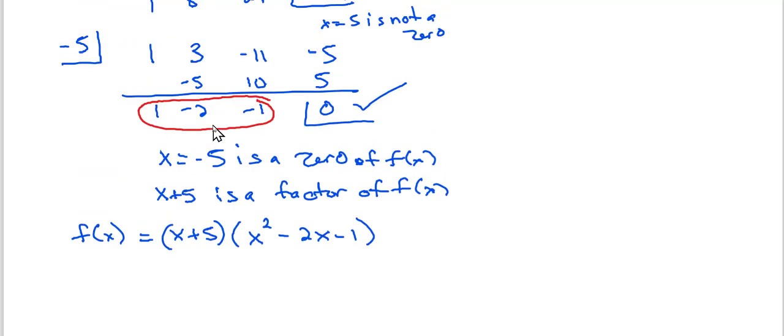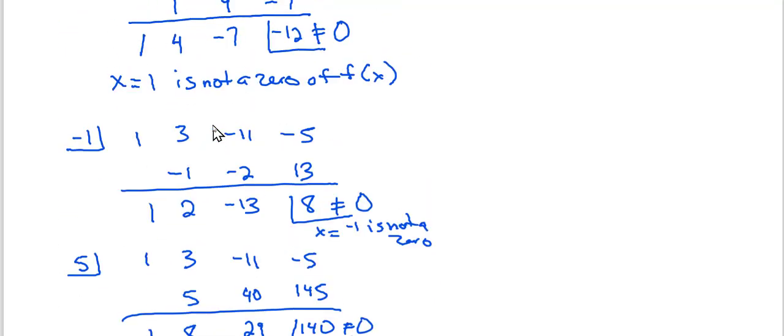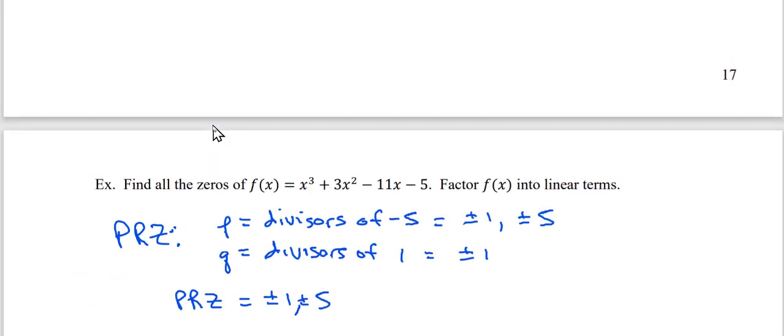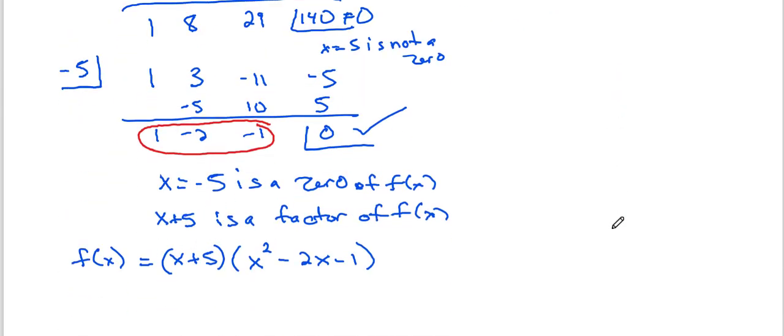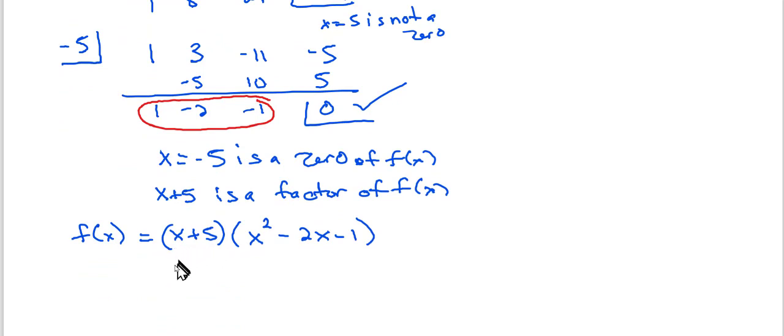Let's go back and make sure we're answering the question here. The question is actually to find all the zeros of that and factor it into linear terms. We don't have linear terms yet. We have one linear term, the x plus 5, and one quadratic term. We need to factor further and find the zeros of that.